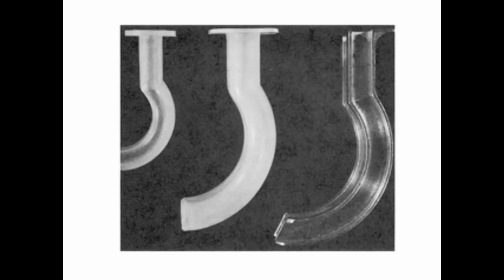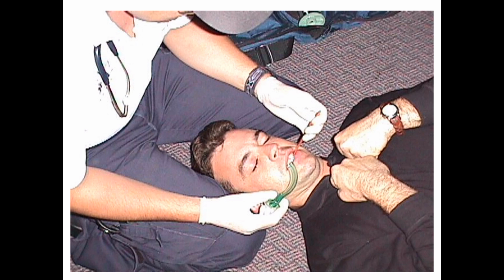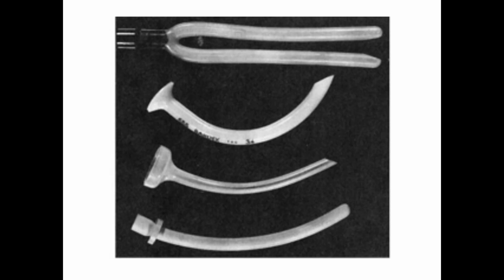Those are different sizes and colors of oropharyngeal airway. We call it Guedel airway. It comes either transparent, white color, or sometimes black color, with different sizes. That's how we put the oropharyngeal airway. We put it inside the mouth upside down, and we rotate it inside the patient's mouth. Those are nasopharyngeal airways.